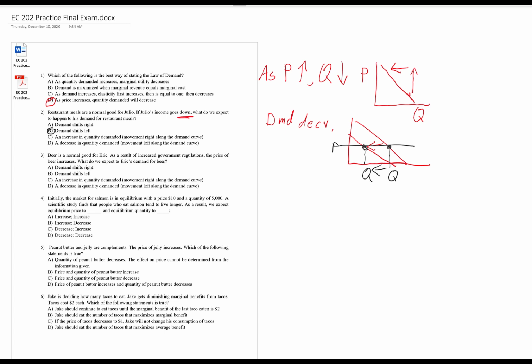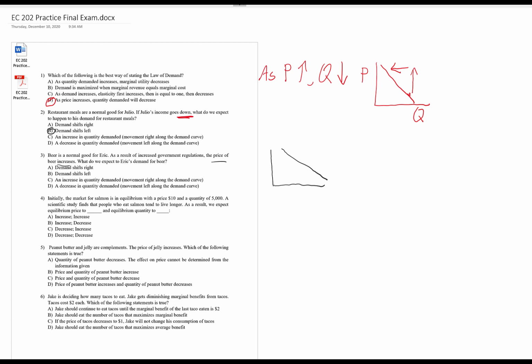Next, we're going to continue to talk about a normal good. Now we're thinking about what happens when the price of beer increases. So one of the things to remember when we're talking about normal and inferior goods, those relate to changes in income. What we're thinking about here is that the price of beer increases. And so if you remember, when we change price, that is not a shift of the curve, that's movement along a curve.